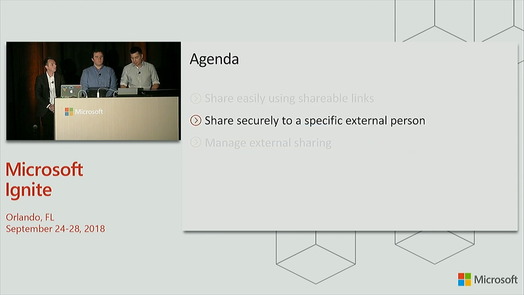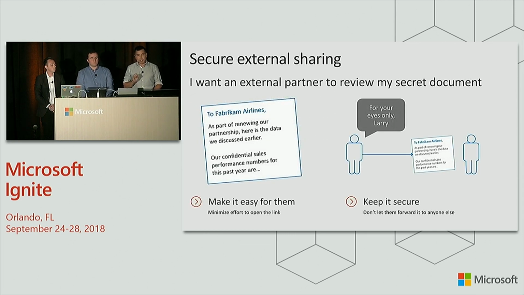Next up, I'm going to go through another scenario, which is I want to share securely with one partner. I want, in this case, my partner Larry to go get this secret document. And again, I want to make it easy for Larry to do that, but I need to make sure that Larry doesn't accidentally pass it around to other people because sometimes he's a little floppy. So let me show you how that works.